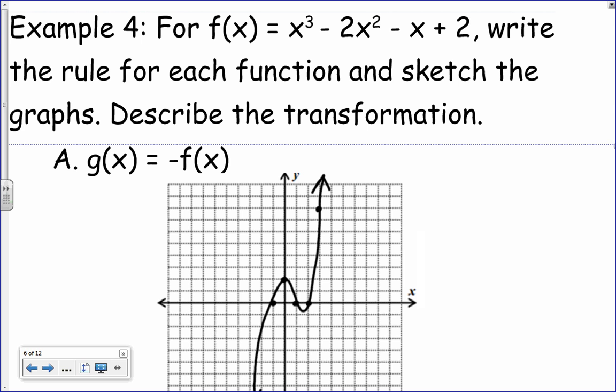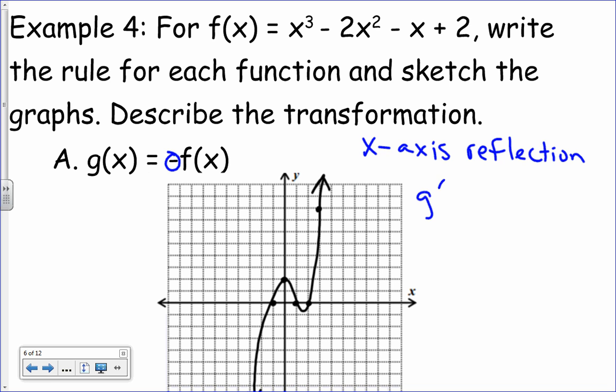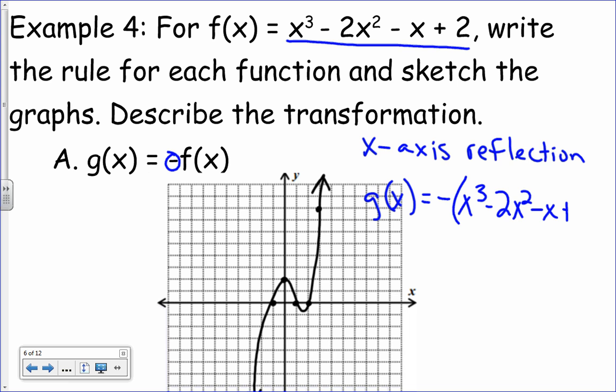All right, guys, looking at 4, the first one should be just like 3a. The negative is outside. That is an x-axis reflection. When you write the new function, you should have a negative and then your original function in parentheses. Now I saw some of you wrote negative x cubed plus 2x squared plus x minus 2. That's fine too. You just distributed the negative. Those are the two things you want written down.